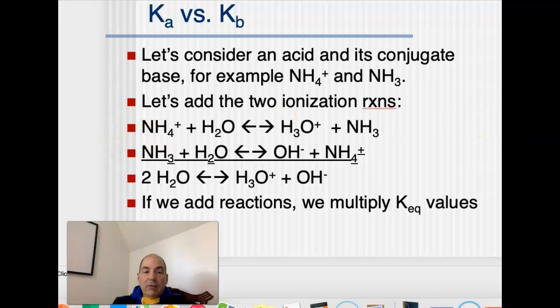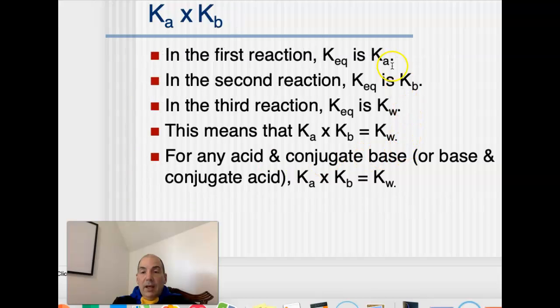Well, the first reaction is a Ka reaction, right? Because we're talking about making hydronium. It's an acidic reaction. The second reaction is a basic reaction. We're getting hydroxide, but the last reaction is water. So we have Ka, Kb, and Kw, but when we add reactions, we multiply the expression. So that means that Ka times Kb equals Kw. For any conjugate pair, Ka times Kb equals Kw.